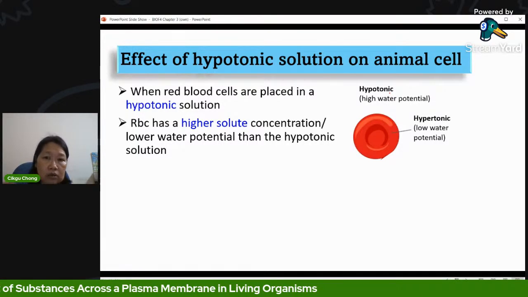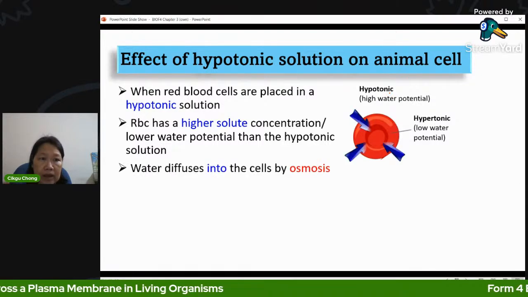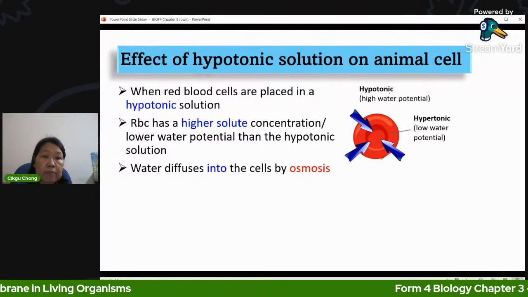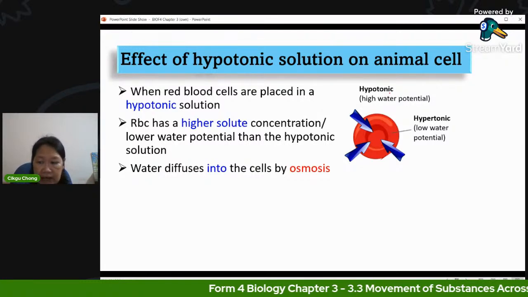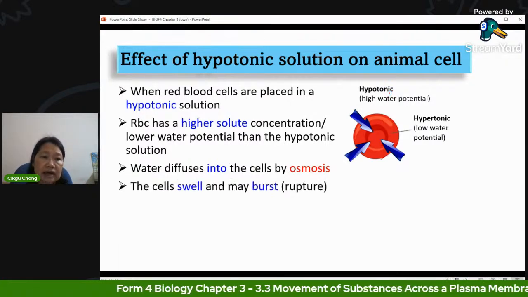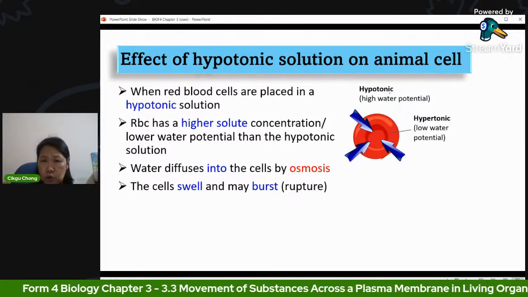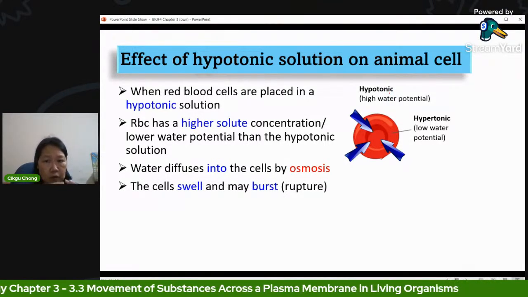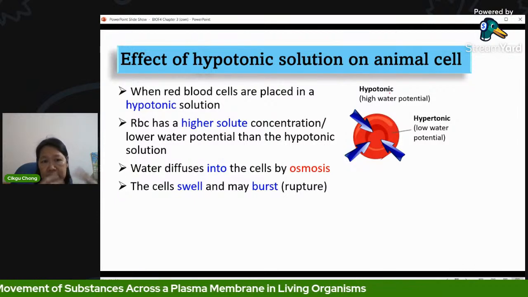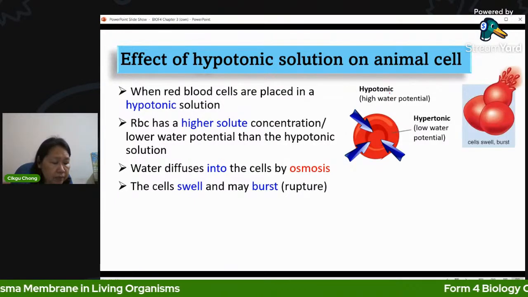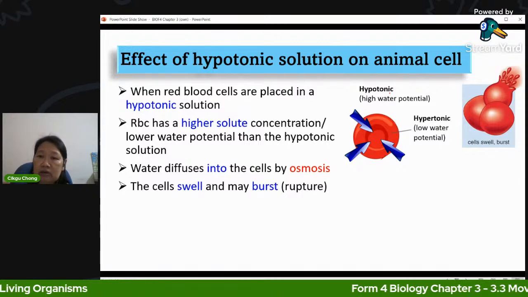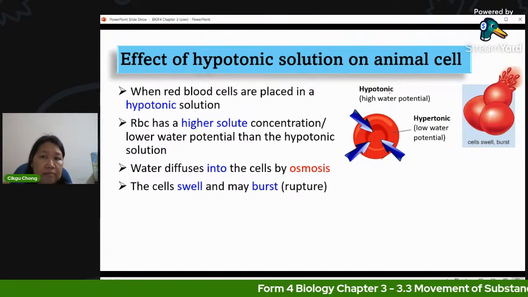That means water will rush into the cell. Okay, water will diffuse into the cell by osmosis. So water will move in, right? Water comes in. Just water, okay, water comes in, and the cell will swell, bengkak, right? It will be bloated up. It may even burst, rupture. It will burst when the pressure becomes too great. Okay, the cell will swell up and then it bursts.